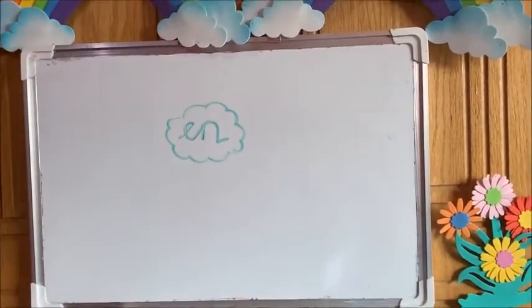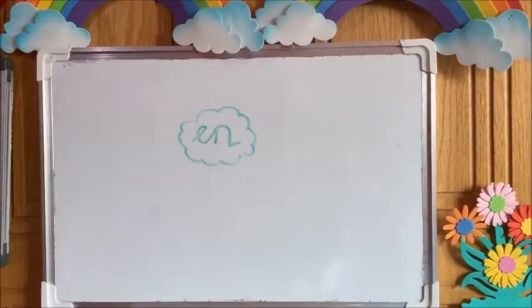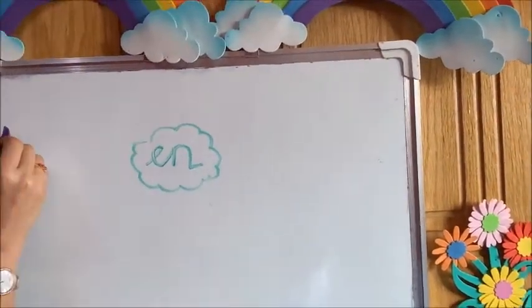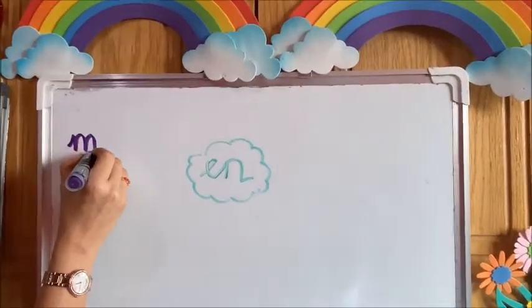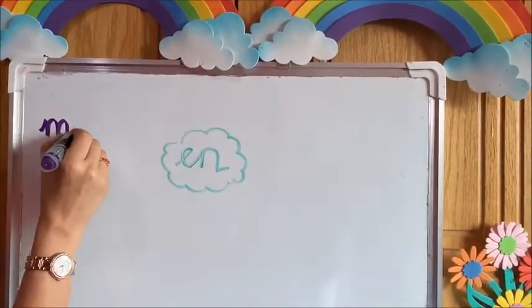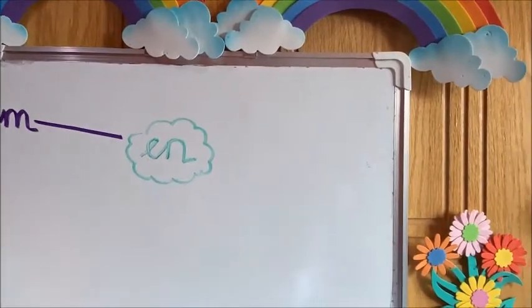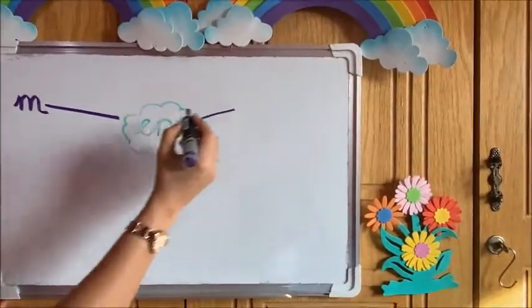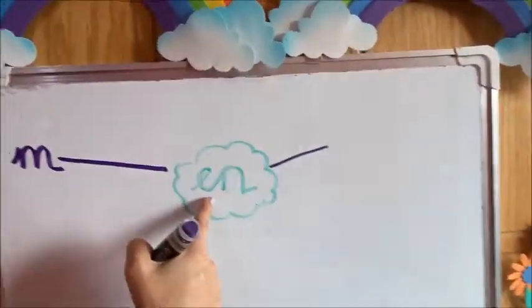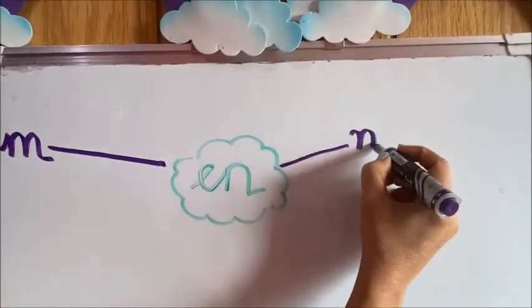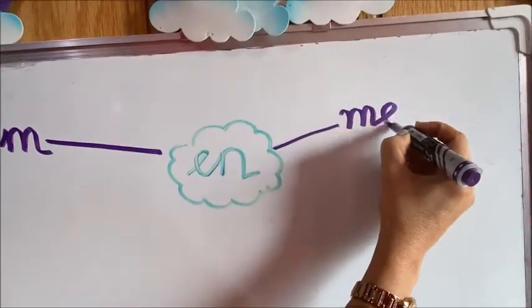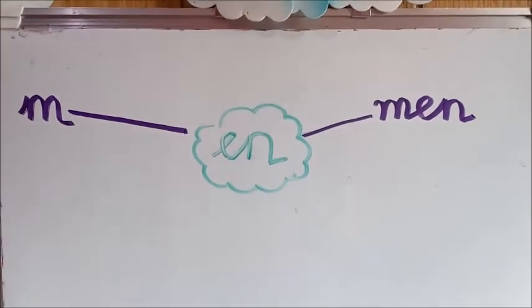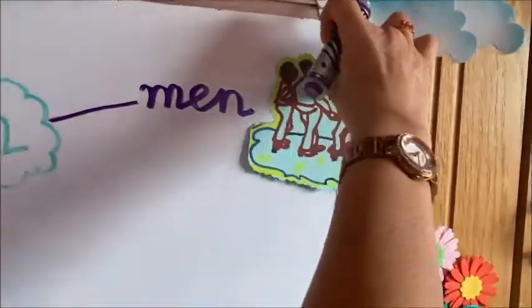Now this N, first it brings the bubble M, isn't it? So M joins with N and it makes what, children? It makes M, N, men. M, N, men, isn't it? So this is men.